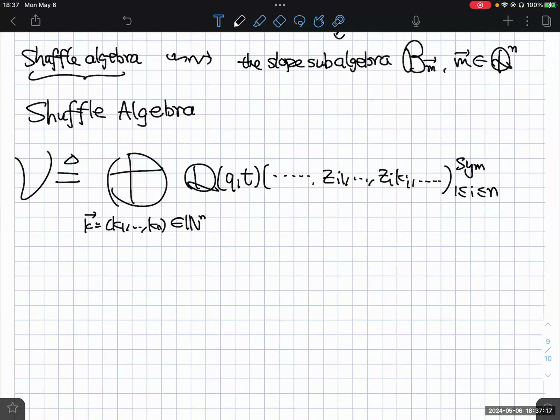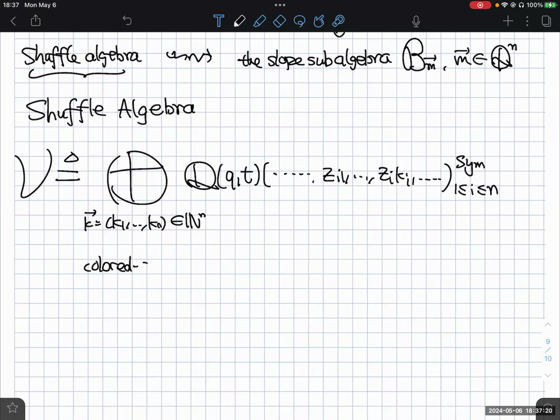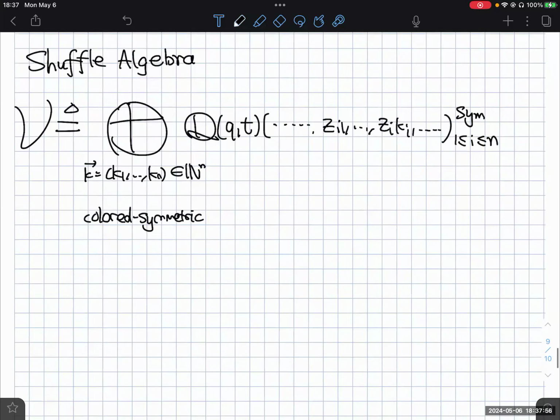So this is the space of the colored symmetric functions, which means that the color is this variable I, which is 1, 2, 3, 4, 5. This I stands for the color. And for each I, there is a positive or non-negative number, which is ki. So there are ki variables in the color I. And color symmetric means that the variables from zi1 to ziki are symmetric. So this space is a really huge space constructed by the direct sum of all of these color symmetric rational functions.